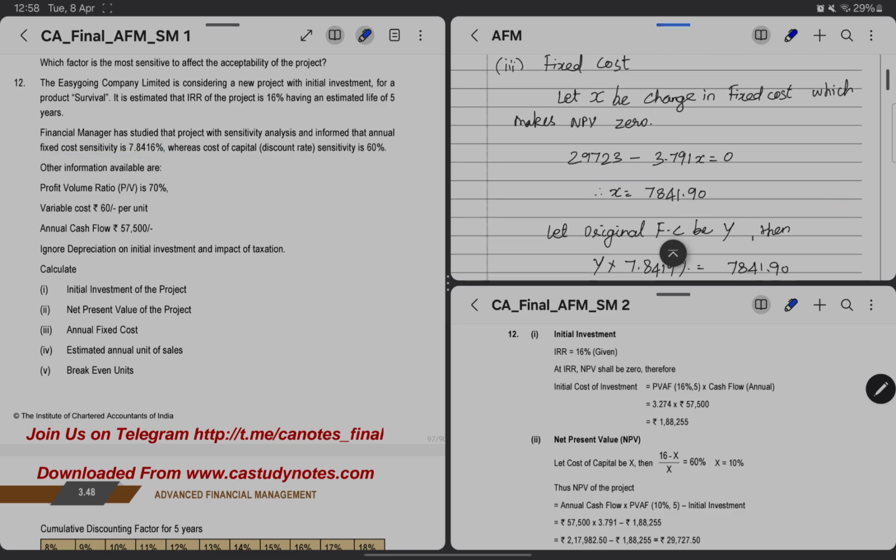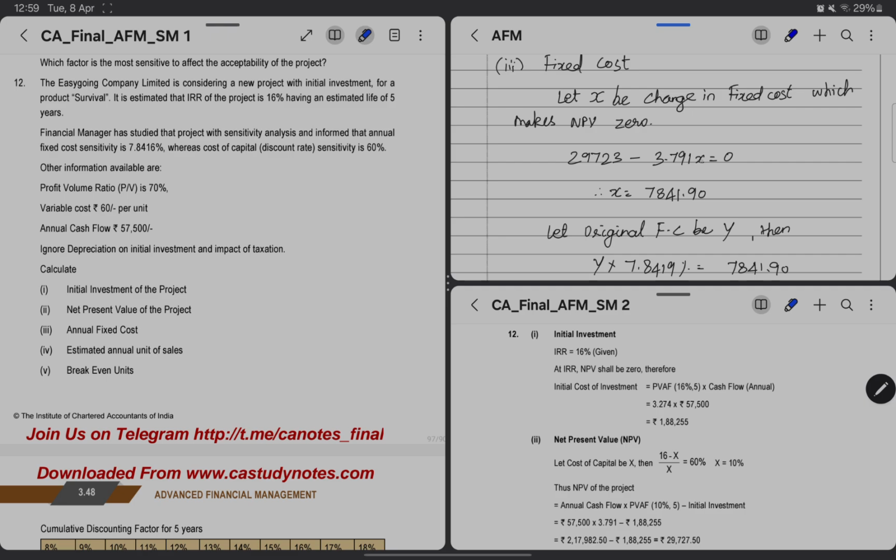So in this we are taking an approach of, since we know the NPV is 29739, we'll keep the NPV and then we'll keep the annual cash flow as X, keeping the change. So whatever change is happening, that change will be the fixed cost change. That is the assumption here. Let X be the change in fixed cost, which makes NPV 0.